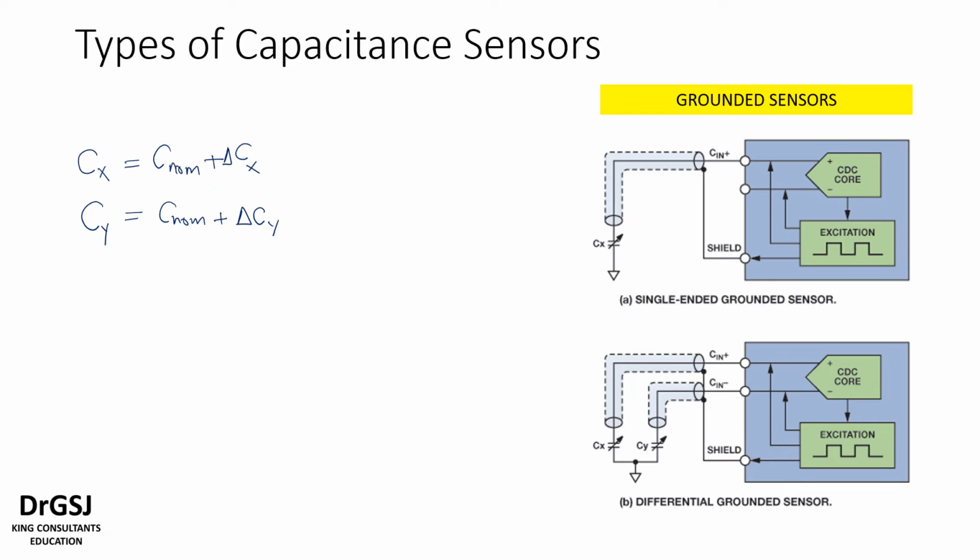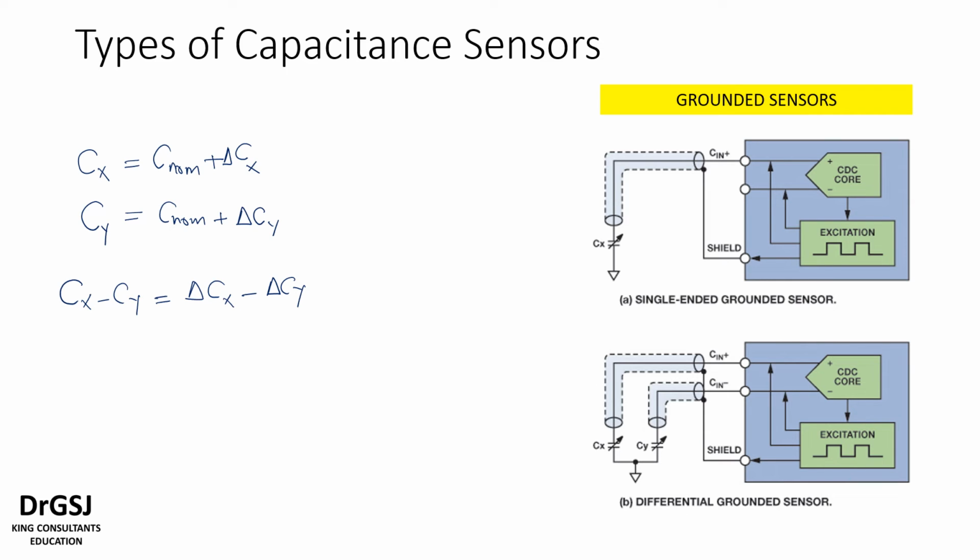Now, in the presence of the differential grounded sensor, if you want to find the difference between the two, you do Cx minus Cy. What happens is the C norm gets cancelled in both places, and what you're left with is the difference between the deltas of Cx and Cy. So any change in this one, which is the actual change, gets reflected here.